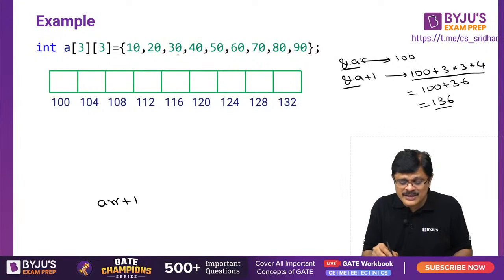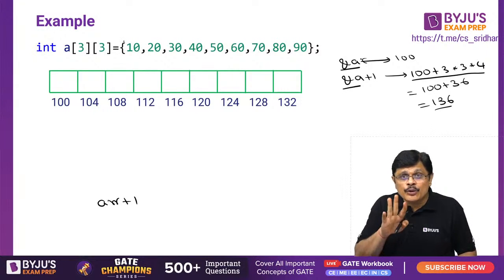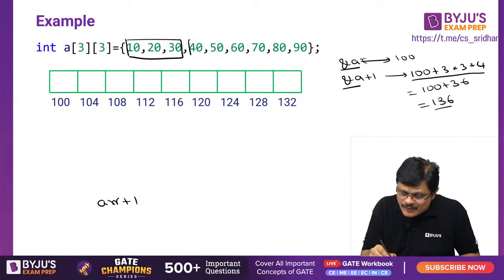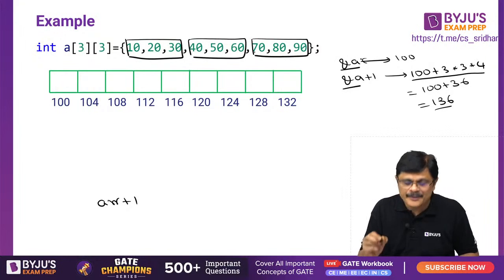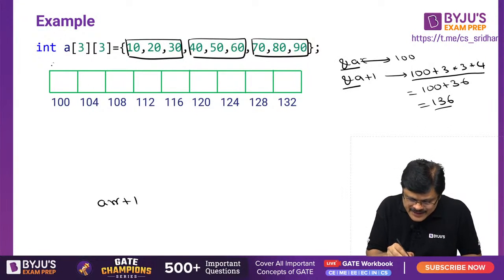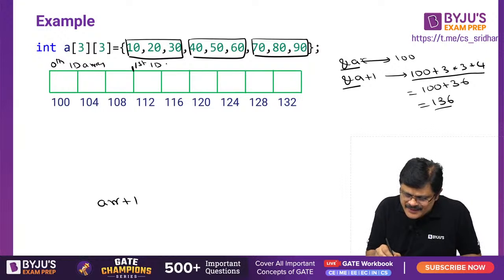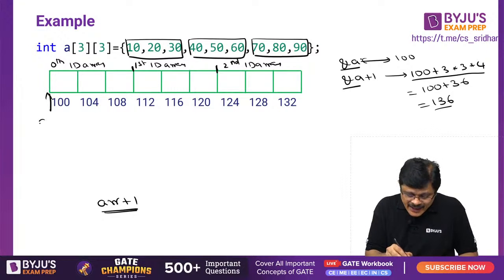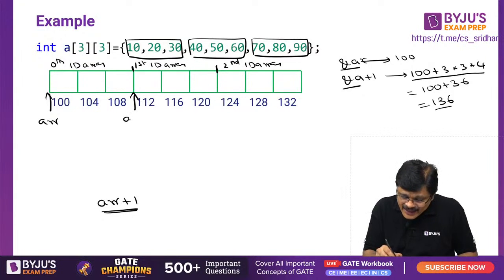0th 1D array means what, sir? There are totally 3 1D arrays. 0th 1D array, this is first 1D array, this is second 1D array. Am I clear? So from here it is 0th 1D array up to here. From here first 1D array starts, and from here second 1D array starts. So when you say ARR plus 1, this is ARR and this is ARR plus 1. That is, the address would be 112.